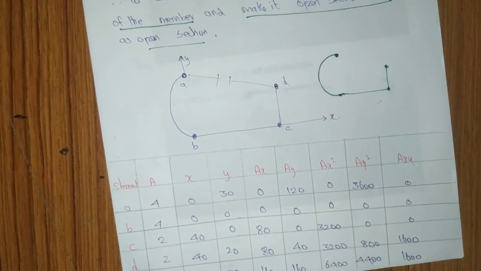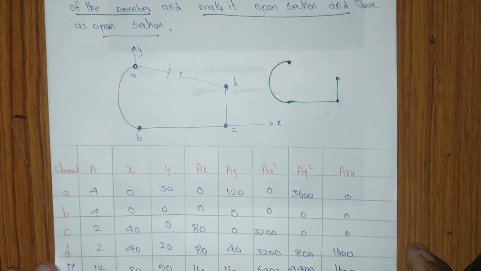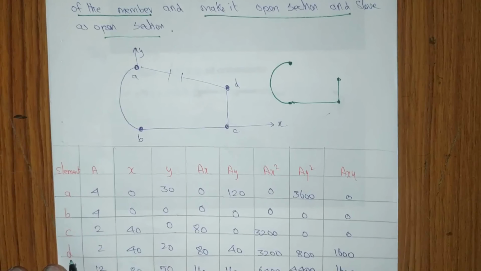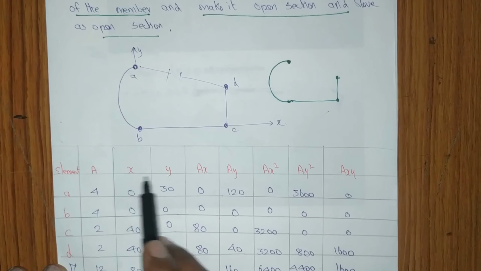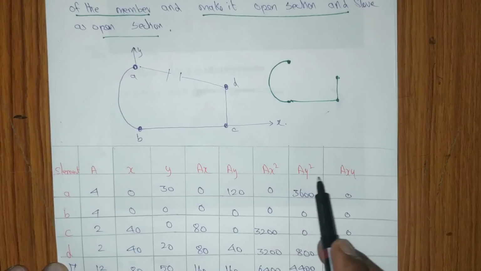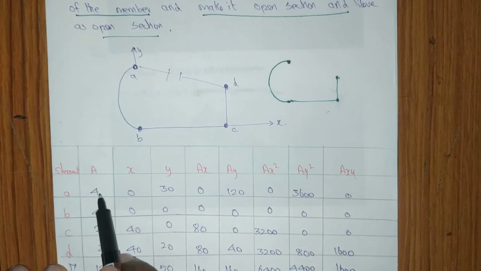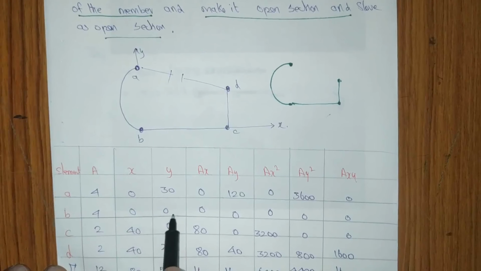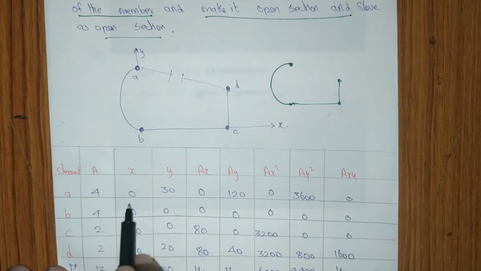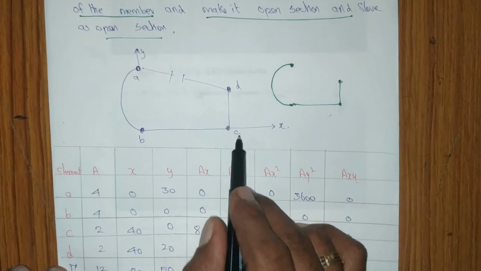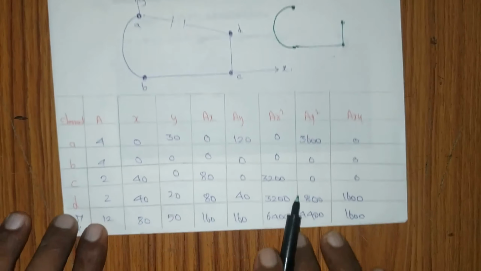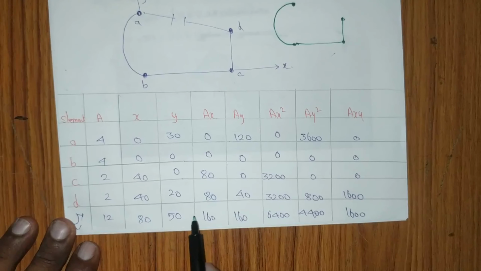So the same thing that you have done in the open section, you have to follow. For this opened member, you have to find element A, element B, element C, element D. That means A, B, C, D: A, X, Y, AX, AY, AX square, AY square, AXY. So the area of each member you know: 4, 4, 2, 2. From the reference, this is our x, y. So 0, 30 for A, 0, 0 for B, 40, 0 for C, 40, 20 for D. You multiply everything and you get the summation of area, summation of x, y, AX, AY, everything, right?